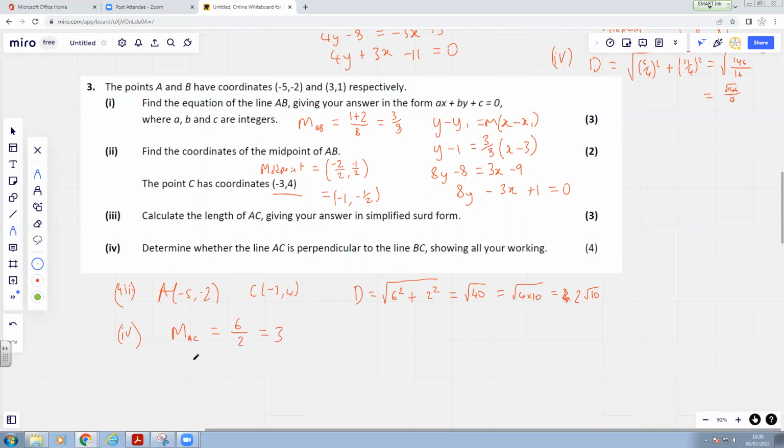The gradient of BC, well, that's where we're using 3, 1 and minus 3, 4. And so that's going to be 1 minus 4, which is minus 3.